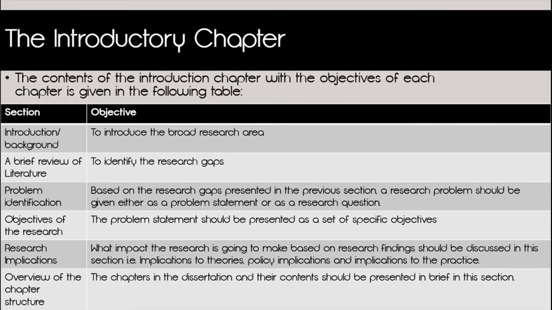The introductory chapter. The contents of the introduction chapter with the objectives of each section are given in the following table: section and objective. Introduction and background, to introduce the broad research area. A brief review of literature, to identify the research gaps. Problem identification, based on the research gaps presented in the previous section. A research problem should be given either as a problem statement or as a research question.